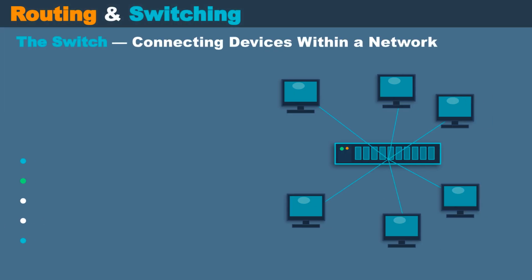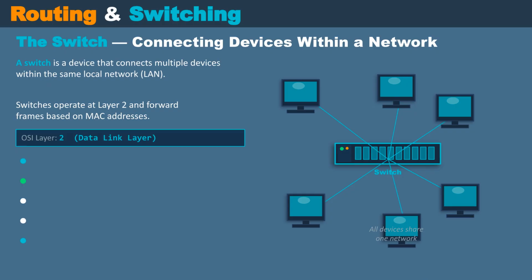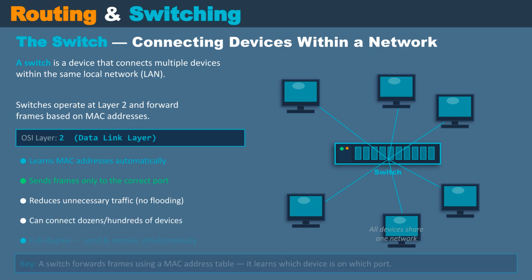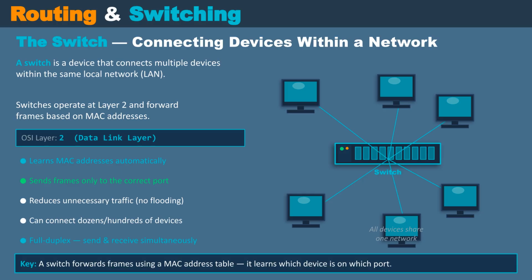A switch connects multiple devices in the same local network, or LAN. It operates at layer 2 and forwards frames based on MAC addresses. Switches learn MAC addresses automatically, send frames only to the correct port to reduce unnecessary traffic, and can support many devices simultaneously using full duplex communication. A switch forwards frames using a MAC address table, learning which device is on which port.